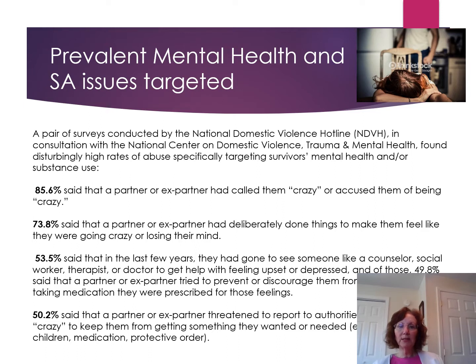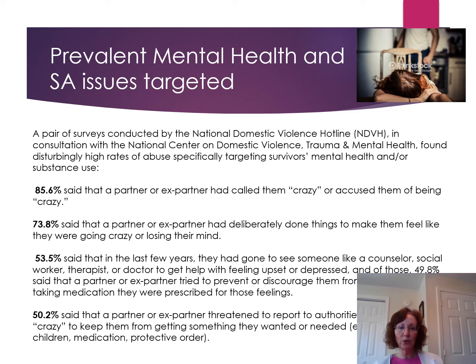So there are some prevalent mental health and substance abuse issues that are targeted in the mental health coercion that we talked about earlier. 85.6% of people with dual diagnosis said that a partner or ex-partner had called them crazy or accused them of being crazy. 73% said the partner or ex-partner had deliberately done things to make them feel like they were going crazy or losing their mind.